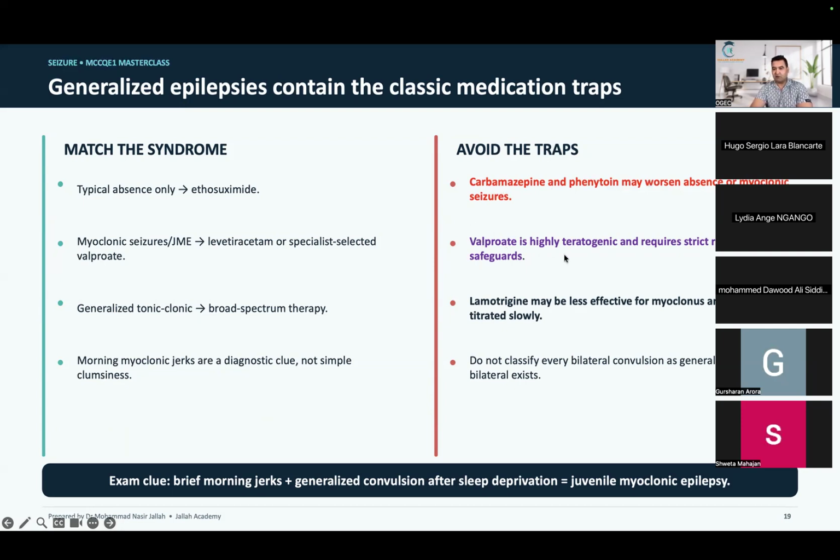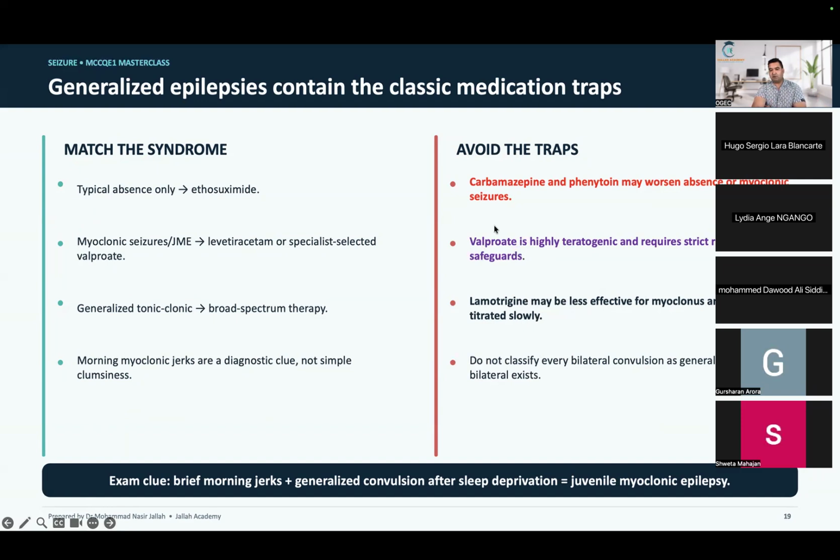Of course, valproate is highly teratogenic and requires strict reproductive safeguards. So if you're using this, you have to ask the patient not only to use a condom, the patient has to take a contraceptive as well. Lamotrigine may be less effective for myoclonus and must be titrated slowly. Do not classify every bilateral convulsion as generalized.